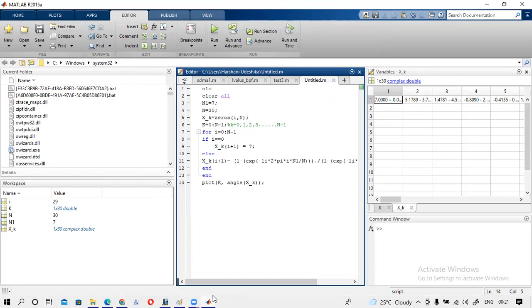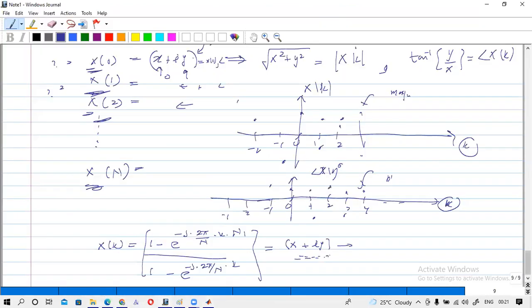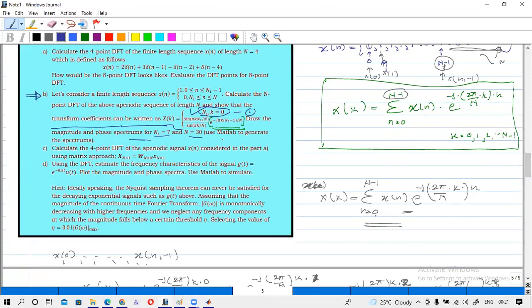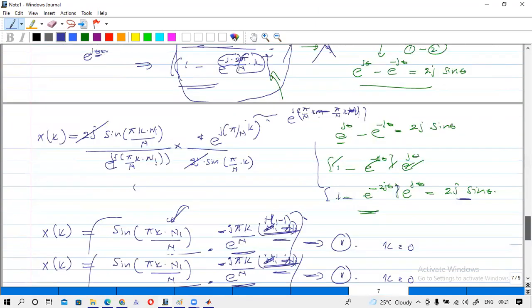Okay, so we will move to the question again. So this is how to plot the magnitude and phase plot using Matlab. If I go to the question again, this one. So we have to do the same thing. We have to calculate the 4-point DFT using this, called matrix form, linear matrix transformation. I think that one is also very easy. We can do it. I think you know that.